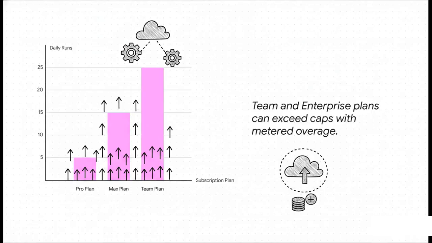So, how many of these can you run? Well, it depends on your plan. The Pro plan gets you 5 runs every day, which is actually a pretty good starting point for your most important automations. The Max plan bumps that up to 15, and the Team plan gives you 25. And yeah, there are options for overages if you really need to go big.